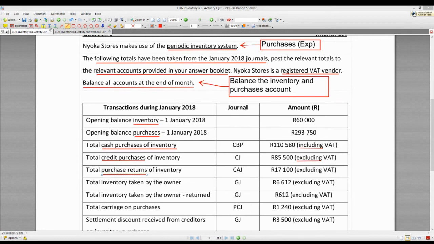So guys, what do you think? Will any purchase returns go off our purchases account? Yes or no?